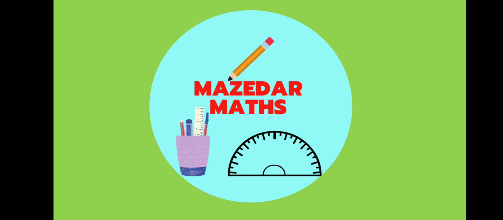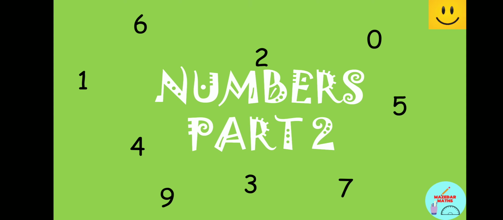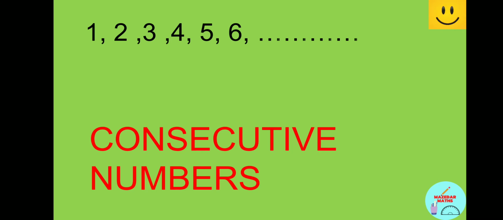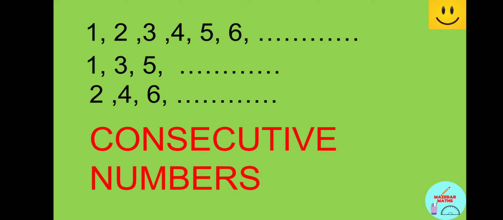Now let's continue with numbers. Consecutive numbers. Consecutive numbers are numbers which follow each other without gap from smallest to largest. That is 1, 2, 3, 4 and so on. Consecutive odd numbers are 1, 3, 5 and so on. Consecutive even numbers are 2, 4, 6 and so on.